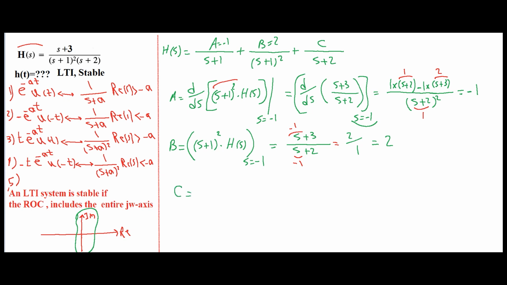To find C, we multiply H(s) by s plus 2 and then substitute s equal to minus 2, which is the root of that denominator. Doing this gives us s plus 3 divided by s plus 1 squared, and by substituting s equal to minus 2, the result becomes 1. These relationships for A, B, and C are general rules that can be used for similar fractions where there is a repeated root in the denominator.